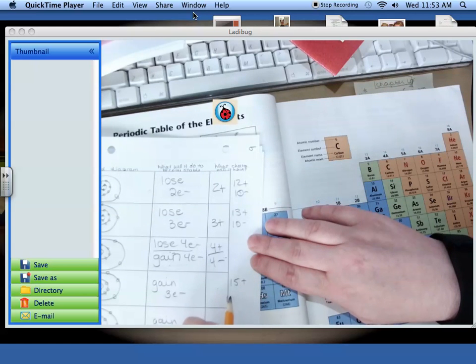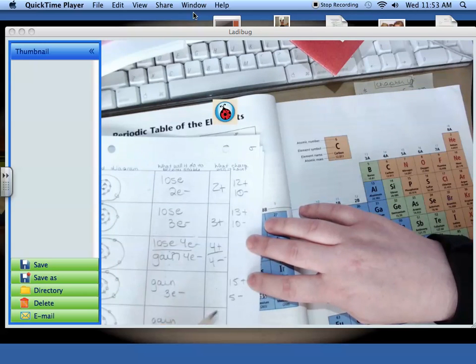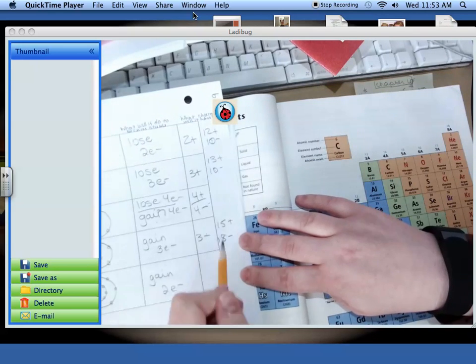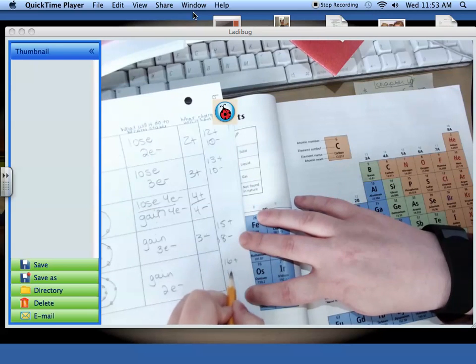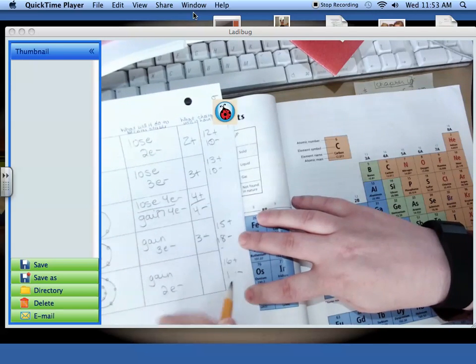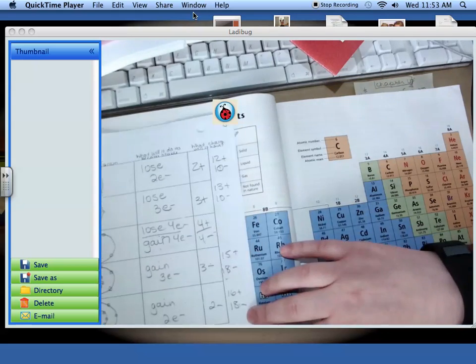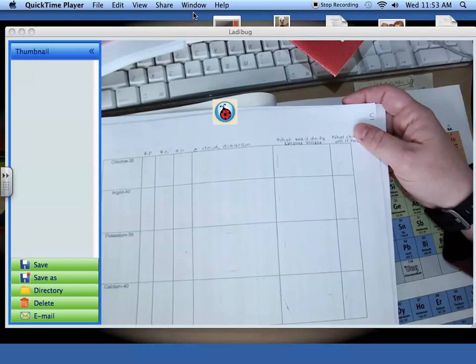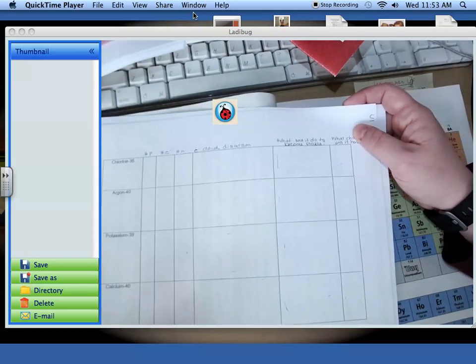Phosphorus started with 15 positives and 15 negatives. If it gains 3 negative charges to become stable, it now has a 3 minus charge. Sulfur started with 16 positives and 16 negatives. If it gains 2 electrons, this will change to 8, and it'll have a 2 minus charge. All right, so this is your last page. I would pause and see if you can fill in these 3 columns.